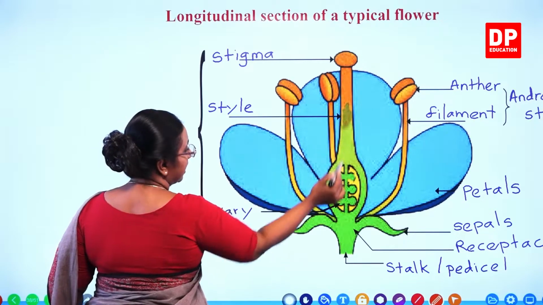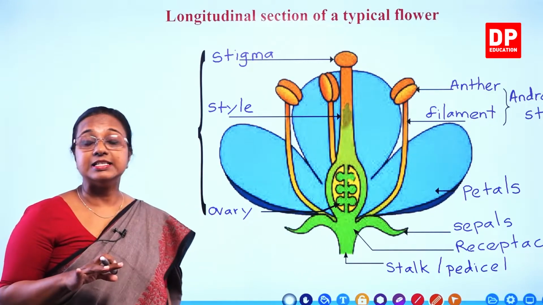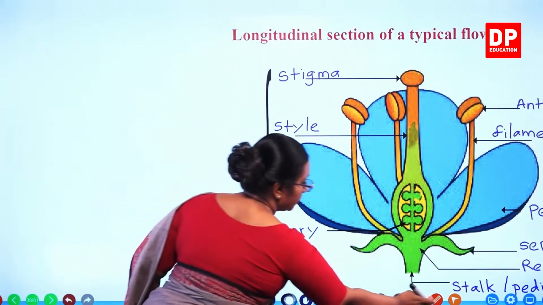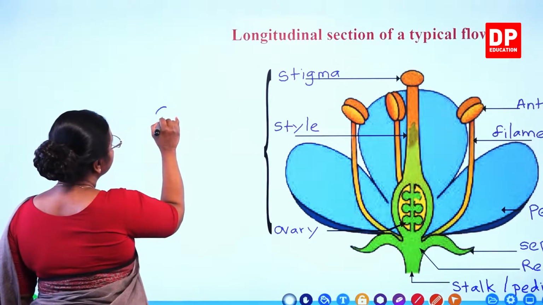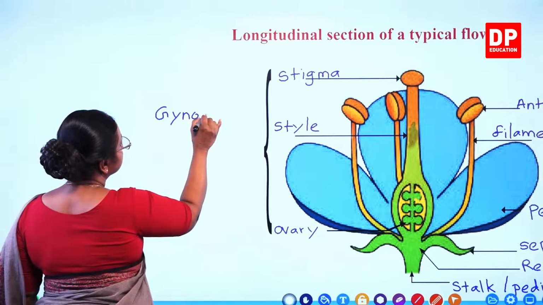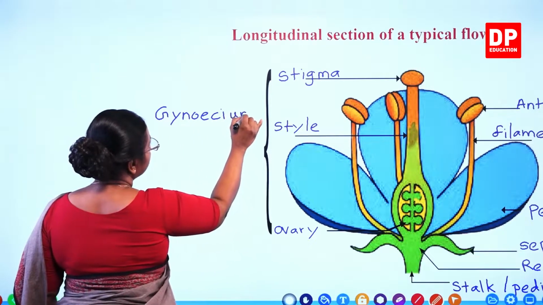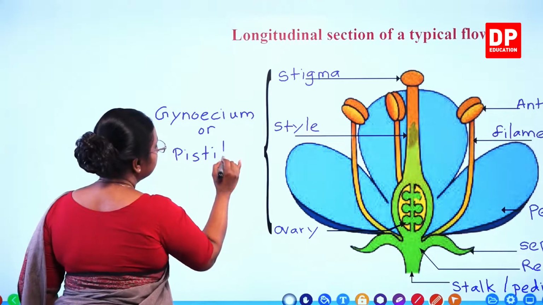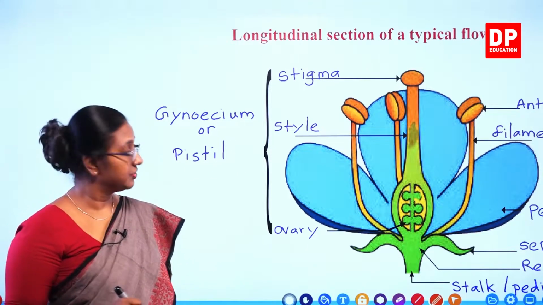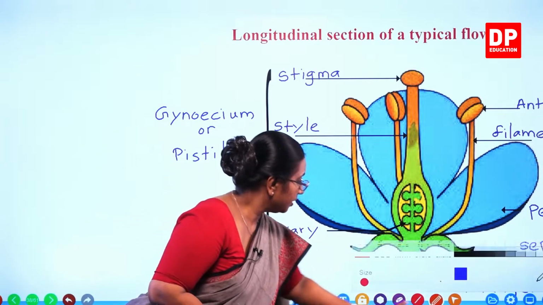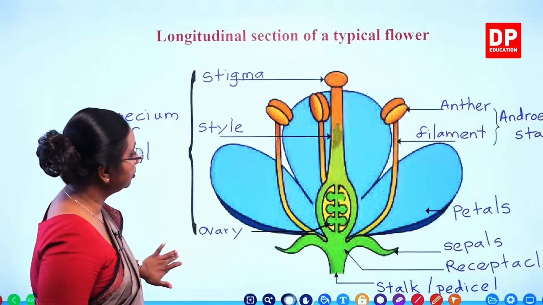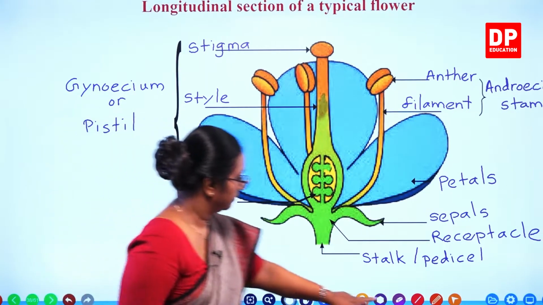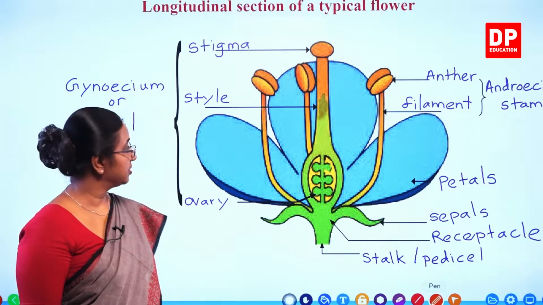So stigma, style and ovary together is the gynoecium or the pistil. So here we will call it the gynoecium or pistil. That is the female reproductive structure. So I am sure you all will be able to label all these parts, students.